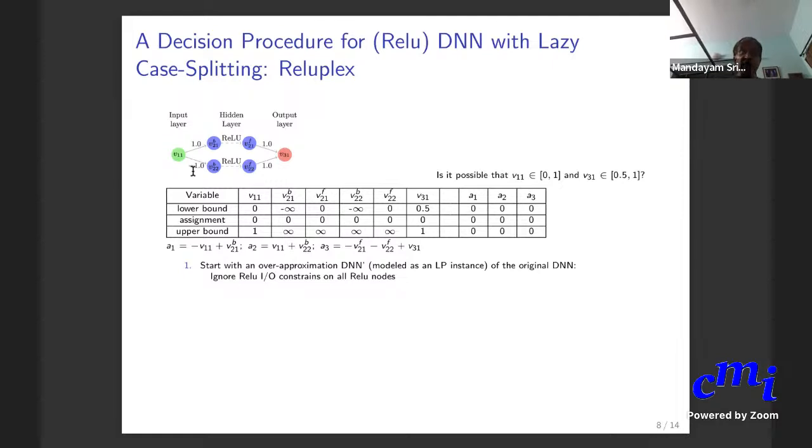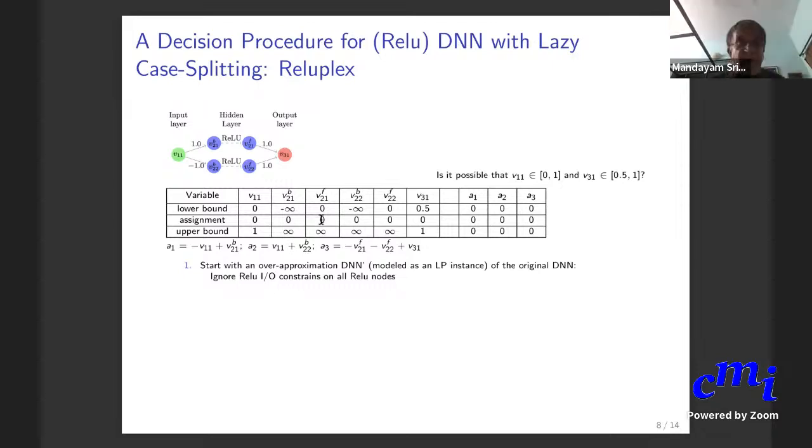Now, the only constraints that you want to check are either on the input or the output variable. That's once again a linear constraint in this case. It is expressed by specifying the lower bound of V11 to be 0 and the upper bound to be 1. Similarly, what you want to check is if V31 is between 0.5 and 1, so I set the lower and upper bounds to 0.5 and 1.